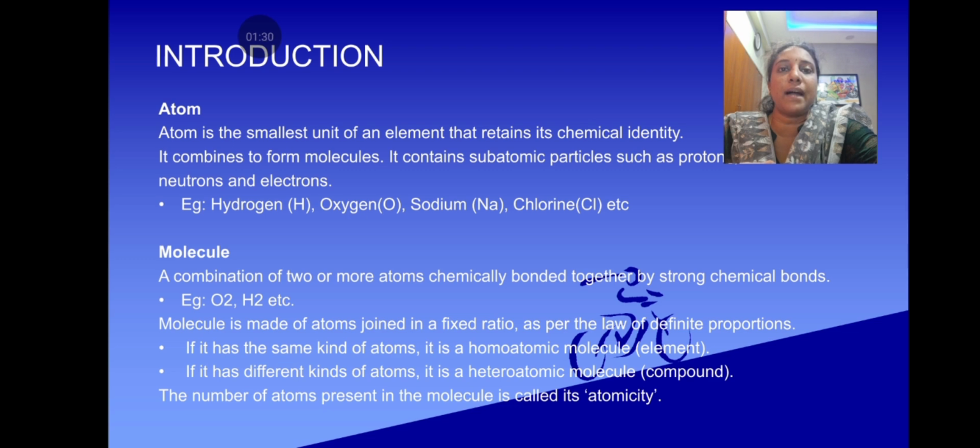Molecules are made up of atoms in a fixed ratio. If the molecules have the same kind of atoms, they are called homoatomic molecules. For example, molecules of oxygen, molecules of hydrogen, etc. Then, if the molecule has different kinds of atoms, they are called heteroatomic molecules. For example, H2O, NaCl, etc., which are also called compounds. The number of atoms present in the molecule is called atomicity.